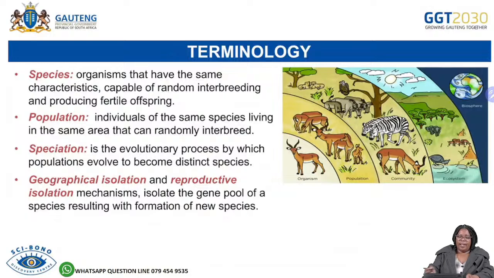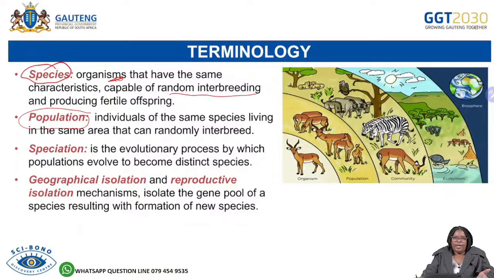Now, for example, we spoke about the species and the population so that you don't mix the two. What are species? Species are organisms that have the same characteristics, capable of random interbreeding in order to produce what? Fertile offspring. If we think of mating, take the dogs: a dog can mate with a dog to produce what? A puppy. So in that case, we are saying species are organisms that have the same characteristics, capable of random interbreeding and producing fertile offspring. That is the definition of the species.